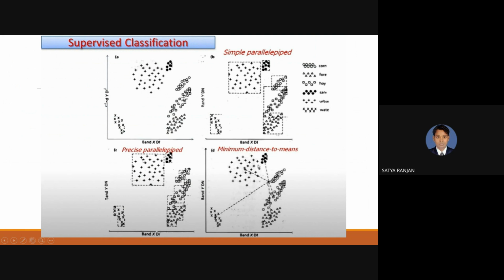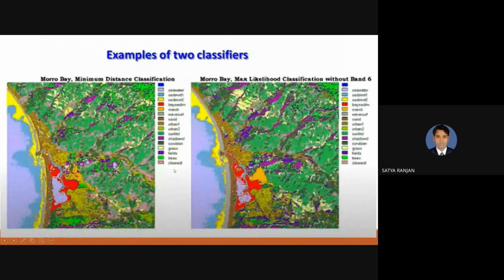This is the precise parallelepiped classification. Likewise, they are grouped and classes are created. So this is the final classification, and this is the result of the minimum distance classification. This is the maximum likelihood classification. There is a slight difference between the two.